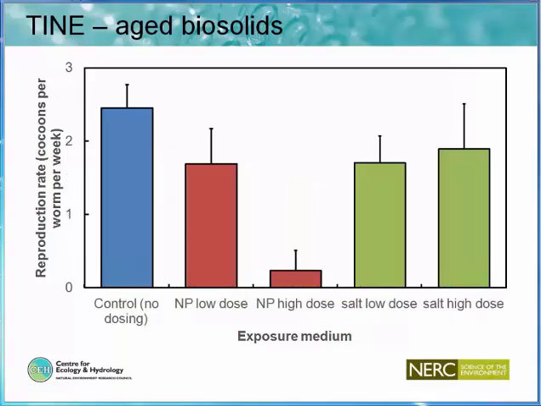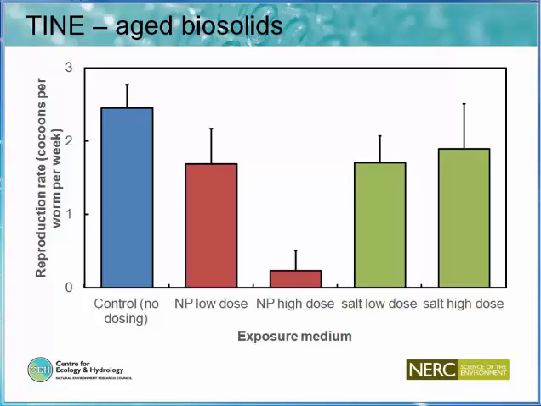Coming now to look at the results that we got when we exposed worms to the mixtures of aged biosolids and soils. If you look at the red bars, those are the results from the low dose and a high dose of the nanoparticle spiked biosolids in the soil. And we can see we're definitely getting lower reproduction rates compared with the control, the blue bar over on the left-hand side. The green bars over on the right are a lower dose of the salt dosed. And we don't see as much of an effect there.